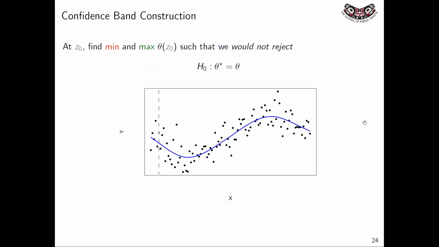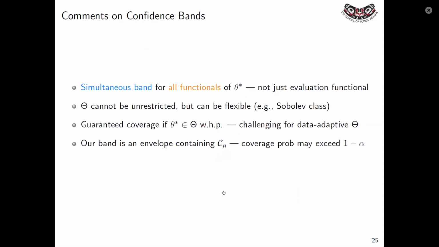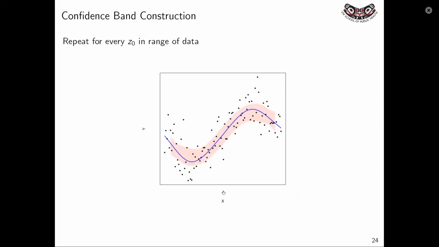So the idea is that for every value of x, we look at the minimum and maximum for this function. So that gives us the band for that particular x. Then we move to the next one, and maybe I'll be able to show you how this works in practice. Looks like the movie is not coming up here.